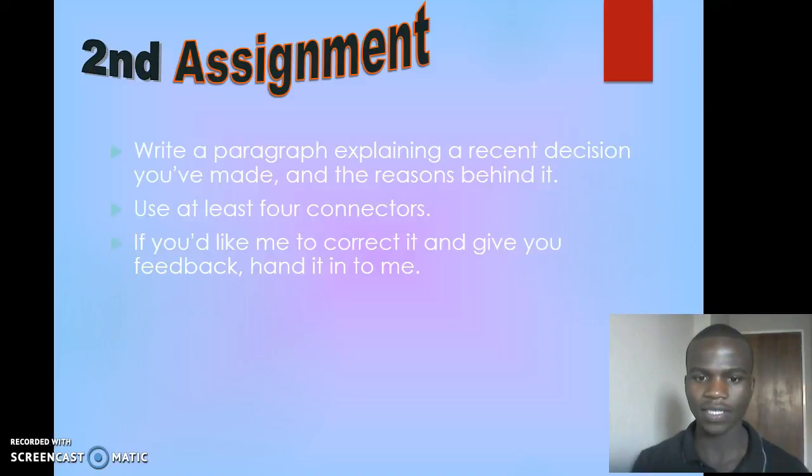Okay, second assignment. This is the second assignment, guys. I want you to write a paragraph explaining a recent decision you've made and the reason behind it. Use at least 4 connectors. When we meet on our next session, I think you'll be able to give me this work.